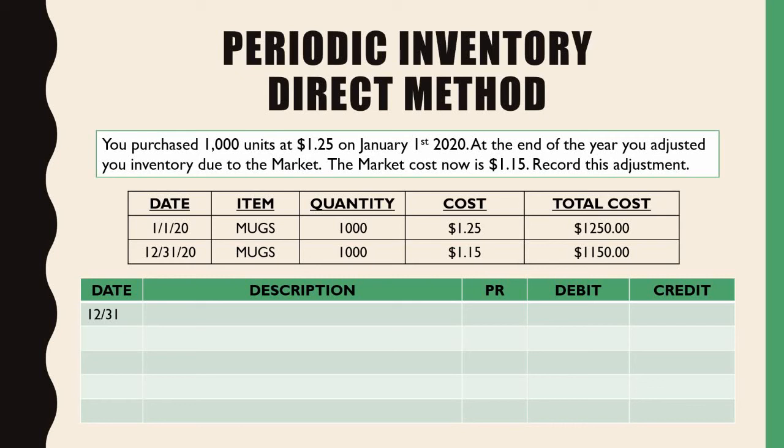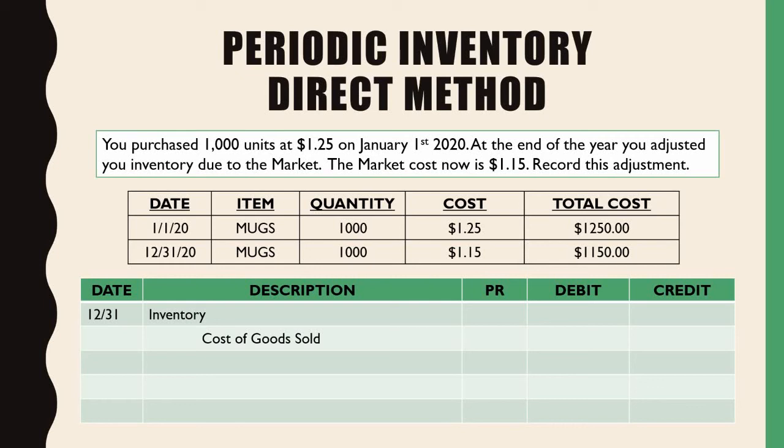And now I need to compare what was my loss. Now if I look at it and calculate my inventory, it's now going to cost me at $1.15. So now I'm going to say that it's going to cost me now $1,150. So right here, I lost $100. Okay, so by looking at the direct method, right, we're going to directly take it right out of inventory and shove it into my cost of goods sold.